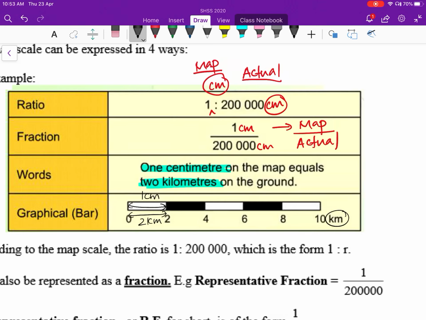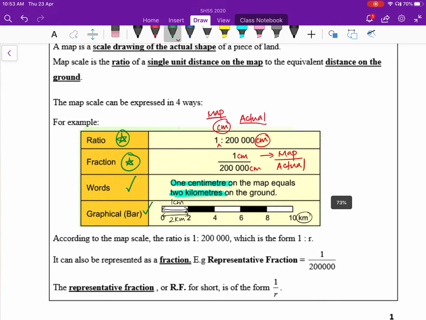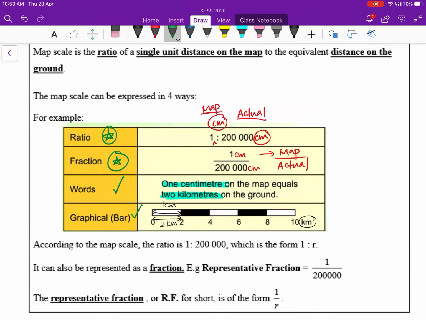Now, in the exams, we will test primarily the ratio type and the fraction type. We generally will not test the words and the graphical one, but this is just for you to know. Of course, you will be looking at maps in real life and you might encounter the graphical bar one, so you have to use your actual ruler to measure how long the white bar is.